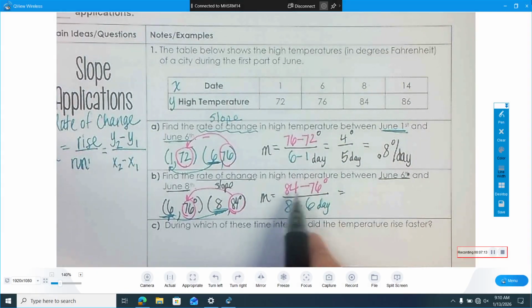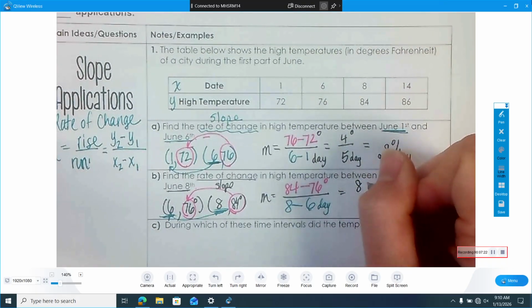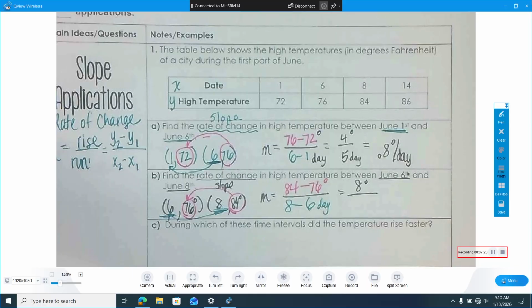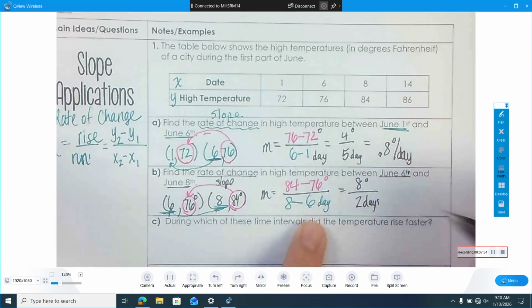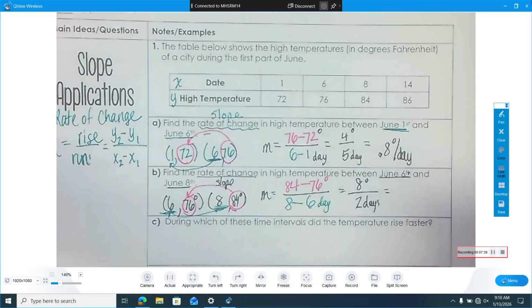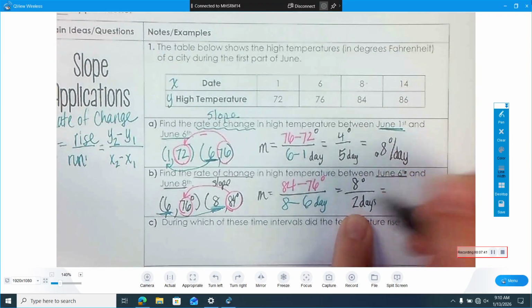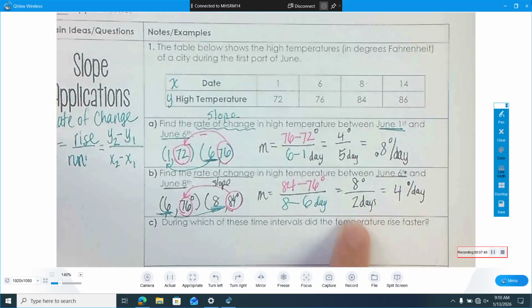All right, what is 84 minus 76? 8 degrees. So that had a change in those 2 days of 8 degrees in the high temperature. And then that's 8 minus 6 is 2 days. So the temperature went up 8 degrees in those 2 days, but that's a little bit weird. I want to go ahead and reduce that. What is 8 divided by 2? 4. So it becomes 4 degrees every day.